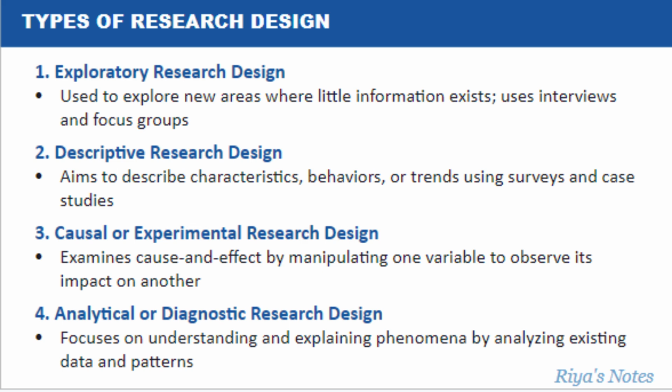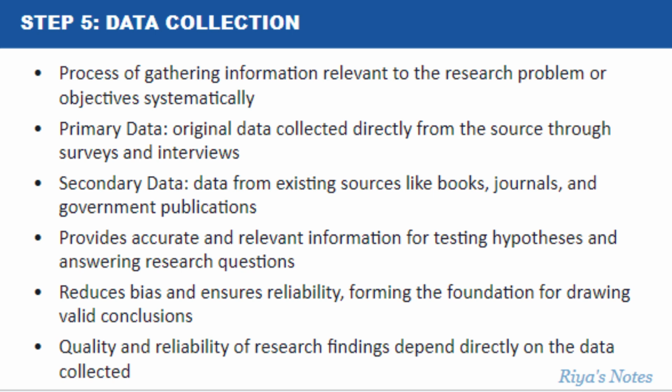Focuses on understanding and explaining phenomena by analyzing existing data and patterns. Step 5. Data collection. Process of gathering information relevant to the research problem or objectives systematically. Primary data, original data collected directly from the source through surveys and interviews. Secondary data, data from existing sources like books, journals, and government publications.